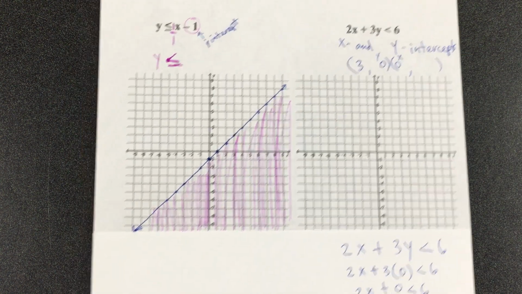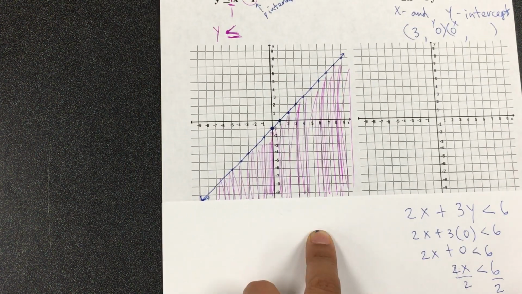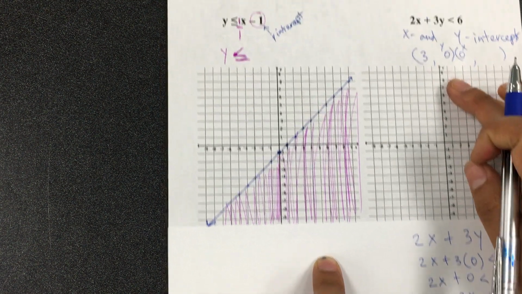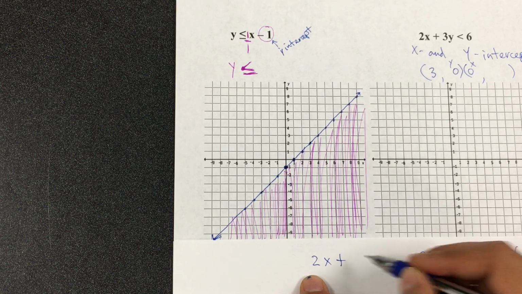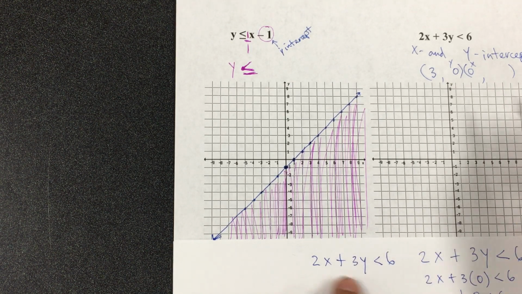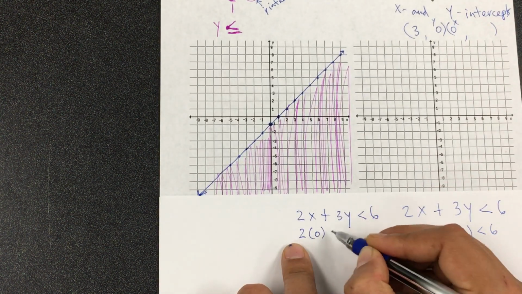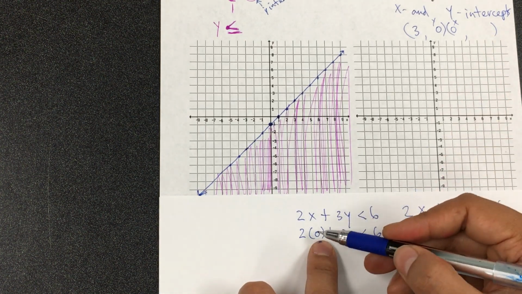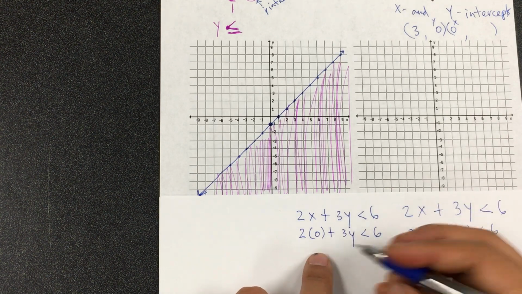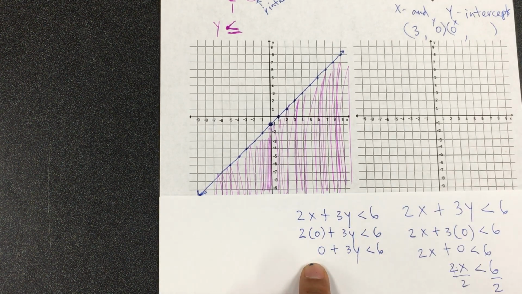Okay, now let's do the same thing. And I'm sorry I didn't leave enough space in here; I'm going to put it right here. To find the y-intercept, you replace x with 0. So in 2x plus 3y is less than 6, now we're figuring out the y-intercept, so replace x with 0. So 2 times 0 plus 3y is less than 6. All I did was replace the x. 2 times 0 is 0, plus 3y is less than 6.